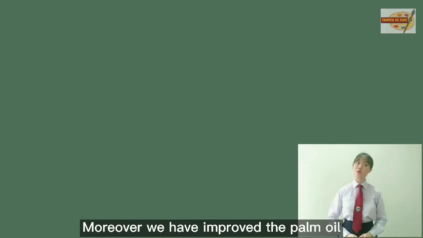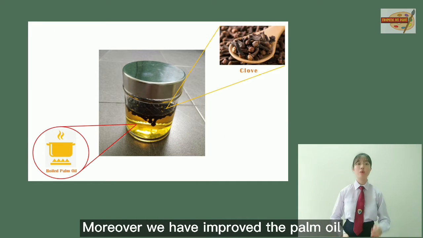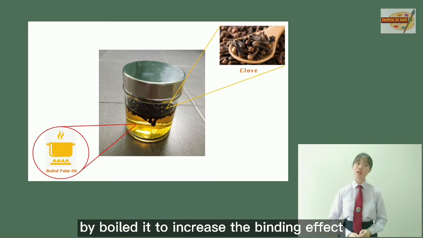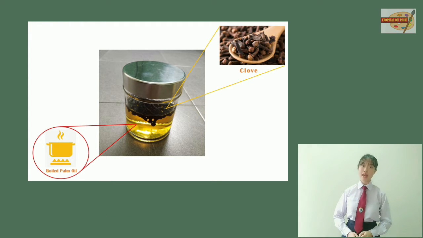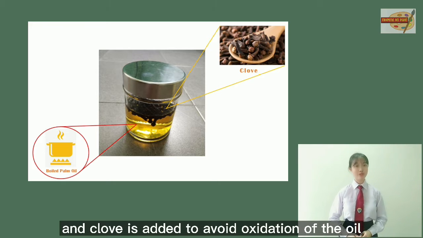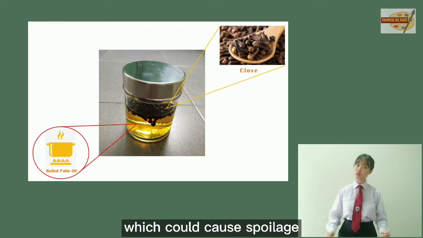Moreover, we have improved the palm oil by boiling it to increase the binding effect of pigment, which enable it to become a better drying oil, and cloth is added to avoid oxidation of the oil, which could cause spoilage.